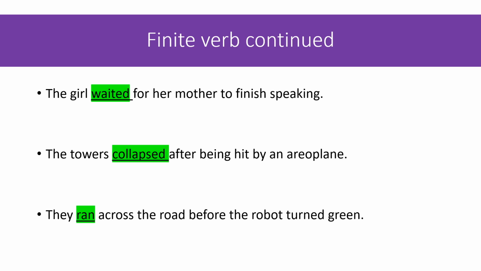Then, they ran across the road before the robot turned green. What's the subject over here? They. What is the number? Is it plural or singular? They means more than one, so therefore it is plural. And ran, what tense is ran in? It's in the past tense. So therefore, ran is the finite verb in the sentence.